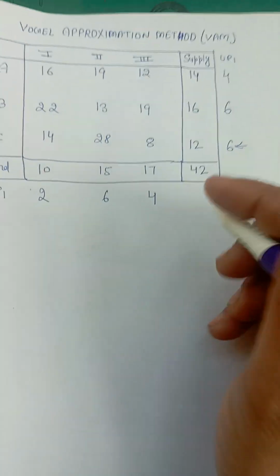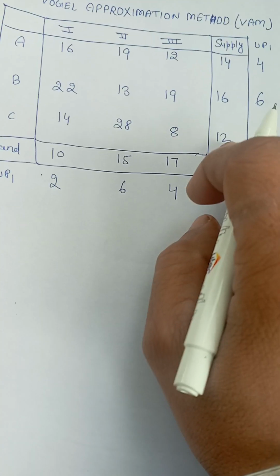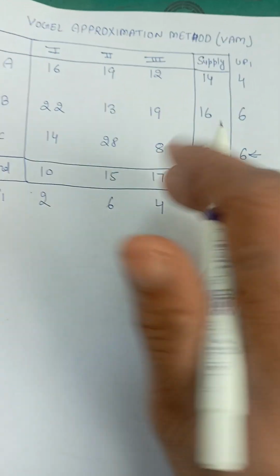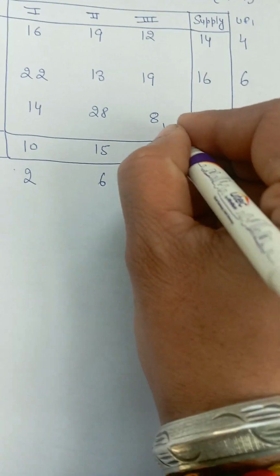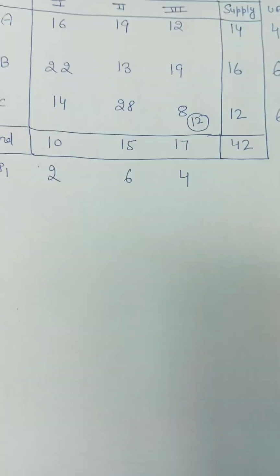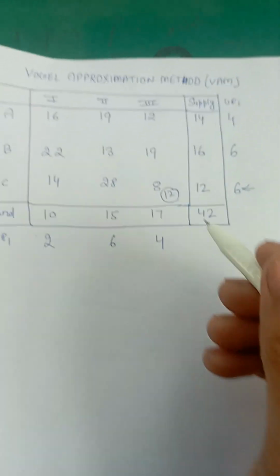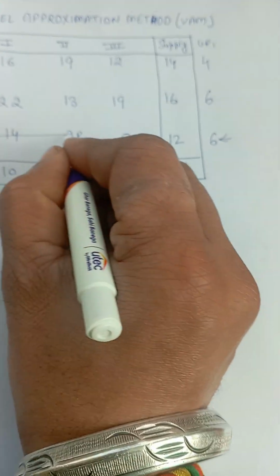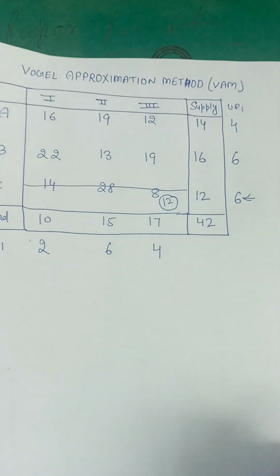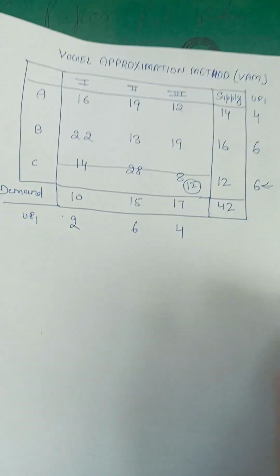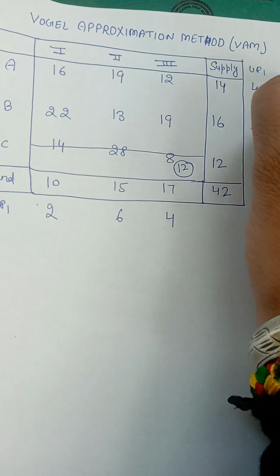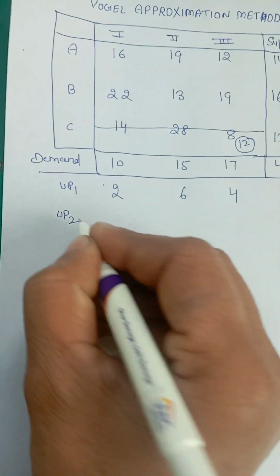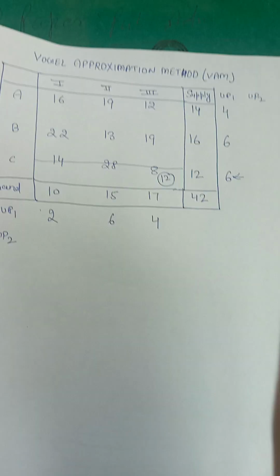Now we put the supply and demand. Here supply is 12 and demand is 17. We can only put the 12, and the supply of the third row is satisfied, then we delete that row. Now we further calculate the unit penalty for every row and every column.